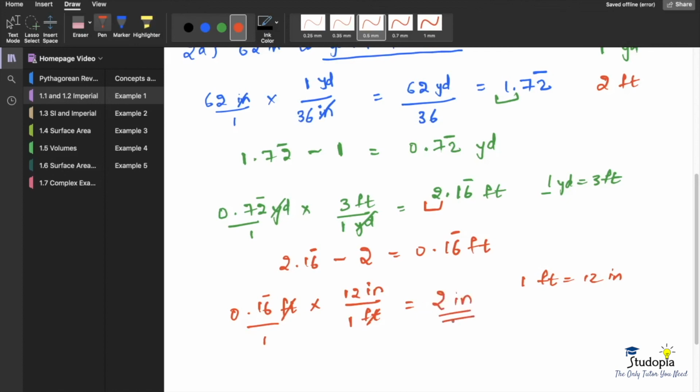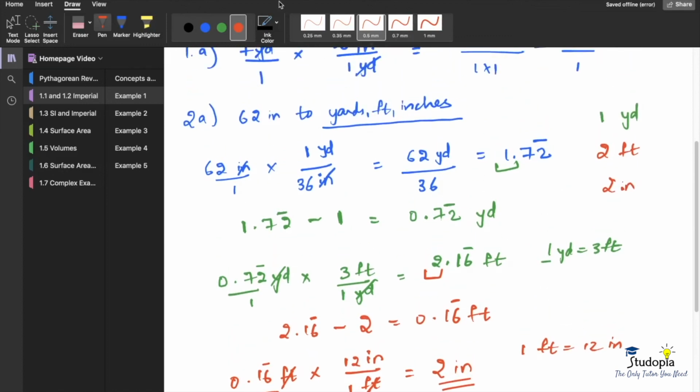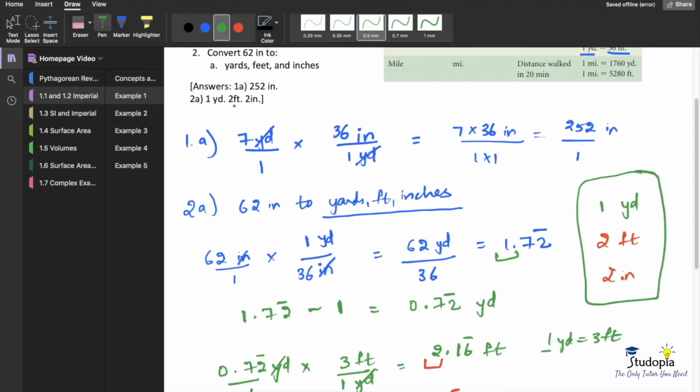So see how we have no more decimals left? We just have 2 inches. So you take that final answer and you put it in here. So your final answer, you guys, is going to be 1 yard, 2 feet, and 2 inches. And all of this is equal to 62 inches. And if you look at the answer, we did get it right. Okay? Hope that made sense.